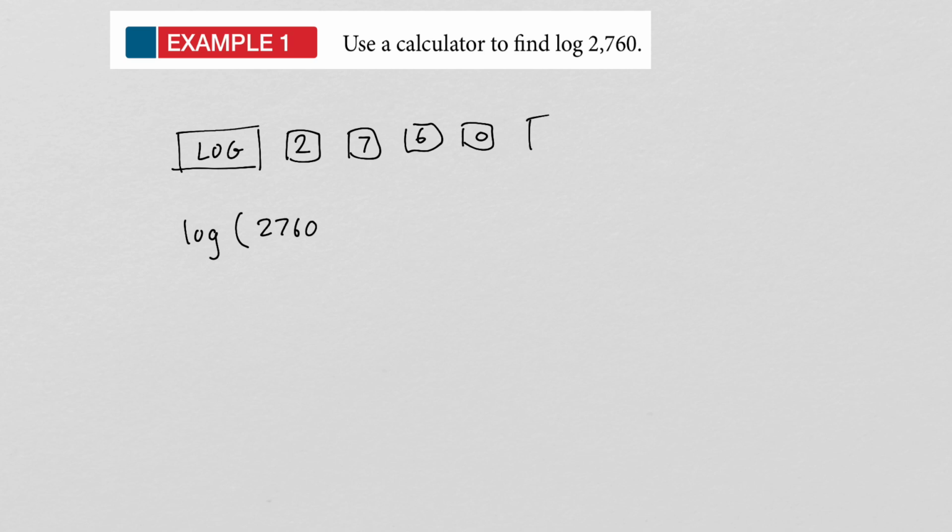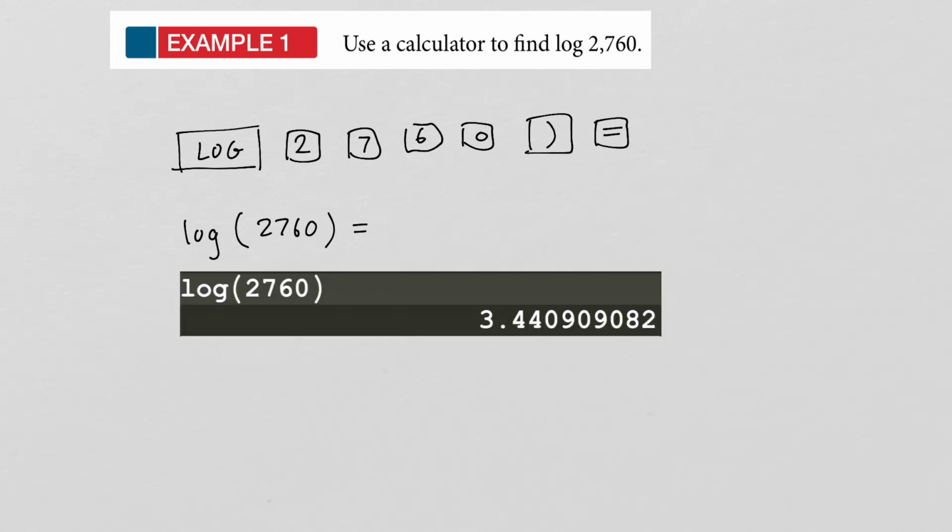Get in the habit of closing the parentheses, and then simply hit equals or enter, and your calculator will display the answer. And you can see here that we get the number 3.4409, etc. It is customary to round this answer to 4 decimal places. So we'll say 3.4409. And of course, this is an approximate answer. Okay. Now, what does that mean? Well, it means if you take the number 10 and you raise it to the power 3.4409, you will get approximately the number 2,760.